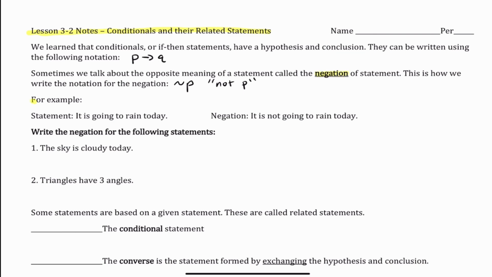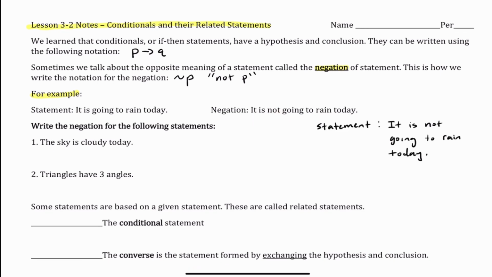Let's take a look at an example here. Here's a statement. It is going to rain today. If I negate this statement, I would say it is not going to rain today. Now, what if you're given this statement here? It is not going to rain today, and you're being asked to negate it. Well, I would write this. I will say it is going to rain today.